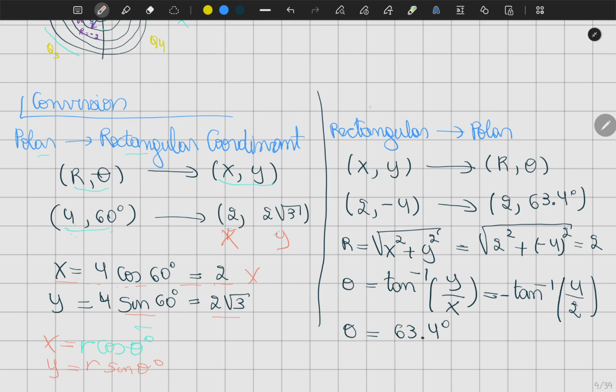Okay, now let's see the other way around, how we can move from rectangular to polar. Let's say this is what we got, 2 and negative 4 for x and y. We use this formula to go back to polar, the square root of x squared plus y squared. This is where we have x, and this is where you find negative 4, which is y. So this is how we represent them: 2 to the power of 2, negative 4 to the power of 2, and then you get the answer.